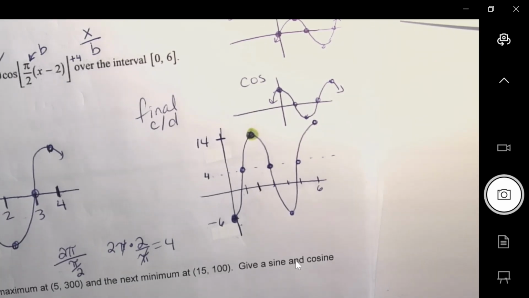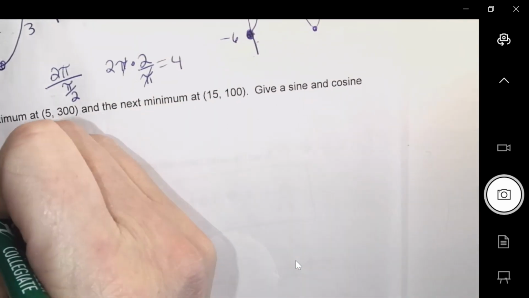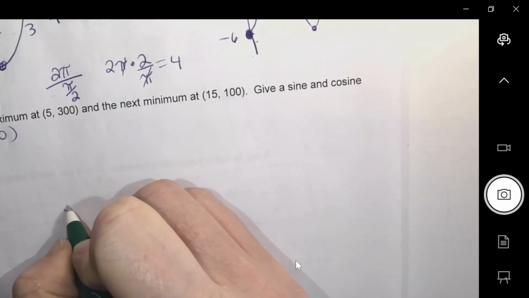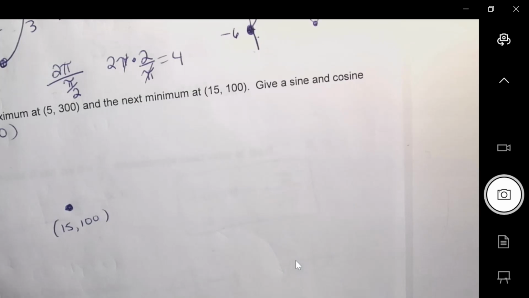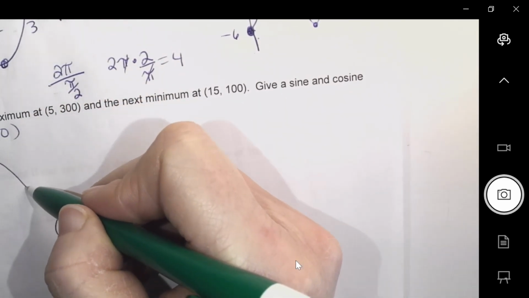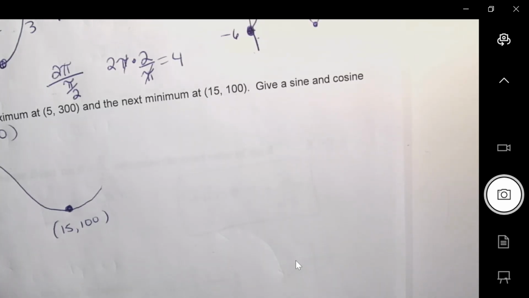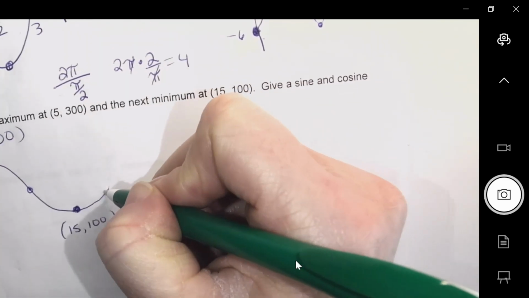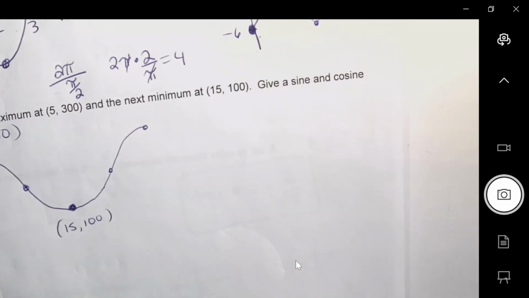Okay, last question was making an equation. So you have a max at 5, 300. And then a min. So that's what happened on your graph. You had a max and then a min. Okay?